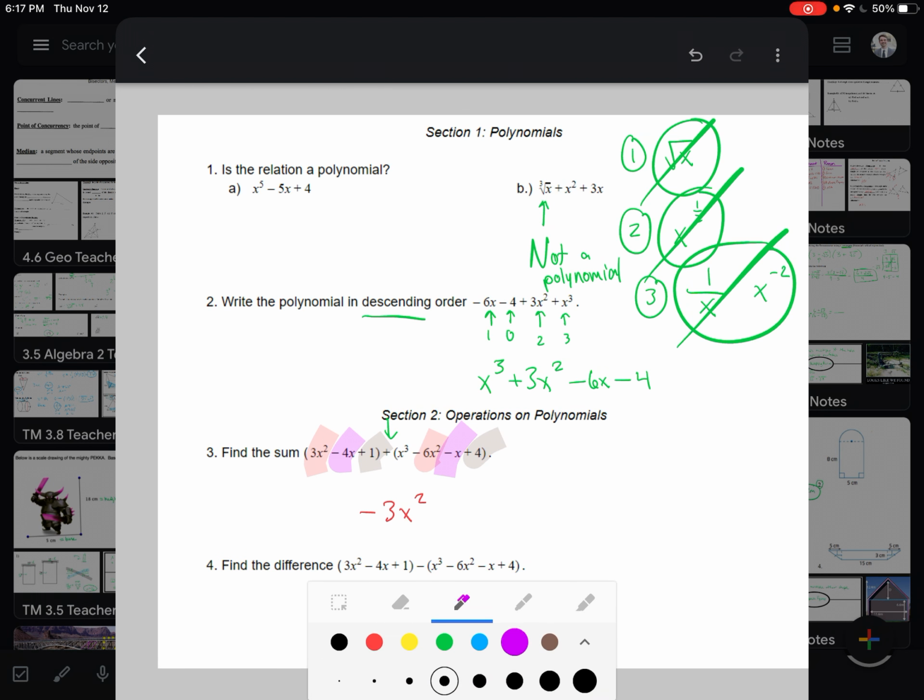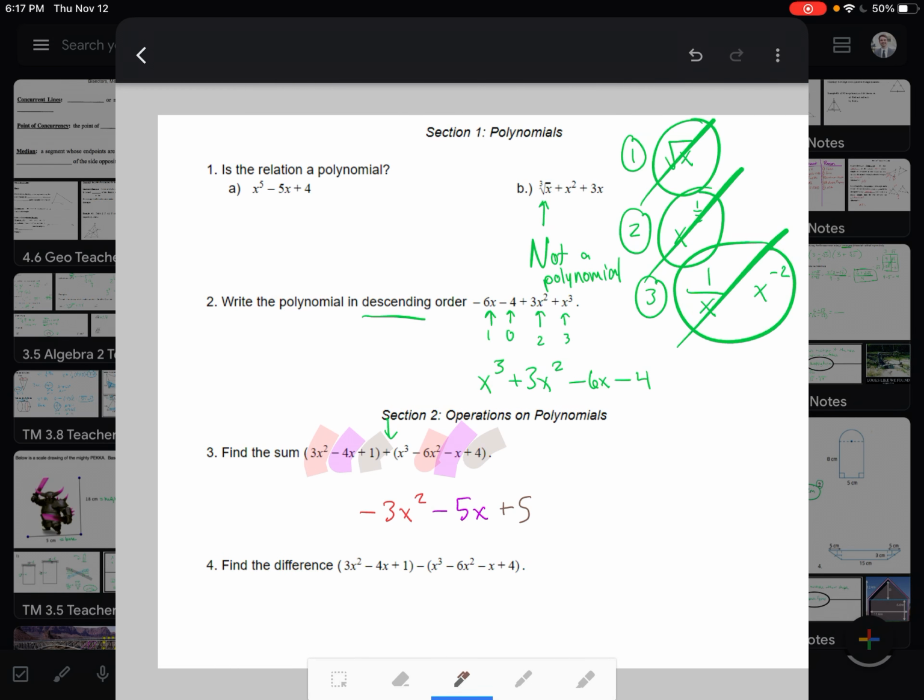So 3x squared minus 6x squared. It looks like that is going to give us a final answer of negative 3x squared. Our minus 4x and our minus x get us negative 5x. And here, positive 4 and positive 1 get us 5. And we can't forget about our little x to the third power there. No like terms for it, so it does not change.